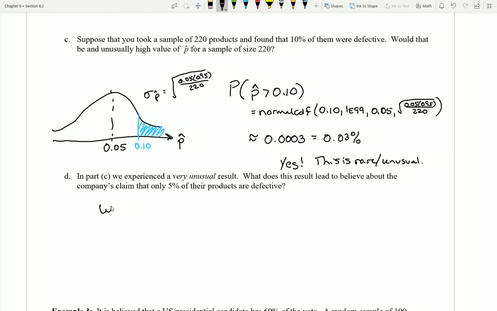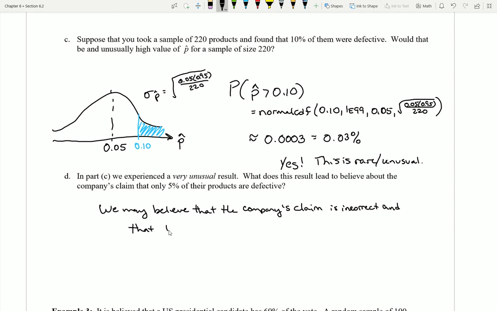So we could say here that we may believe that the company's claim is incorrect, and ultimately, it would make more sense if that value of 5% was a bit higher. Because let's say the average was like 9%. Well, then 10% wouldn't be weird anymore. And it wouldn't be weird that it happened to us.